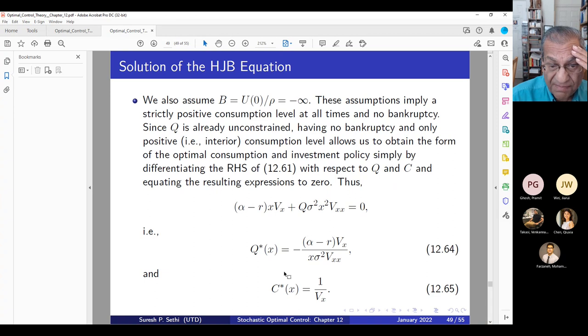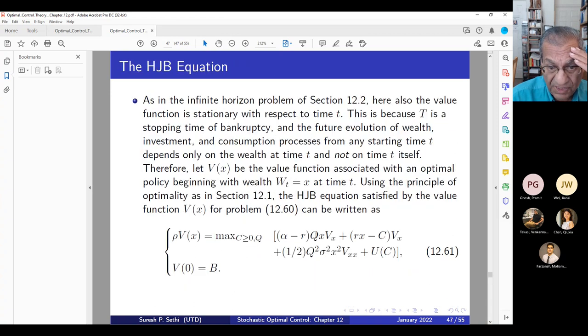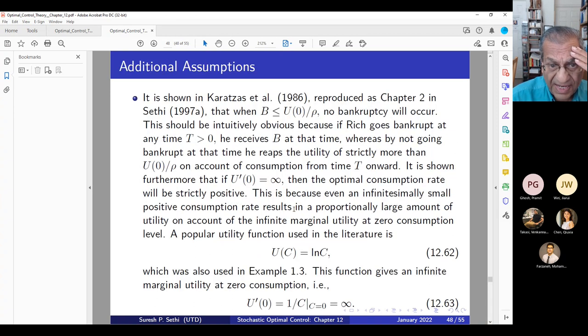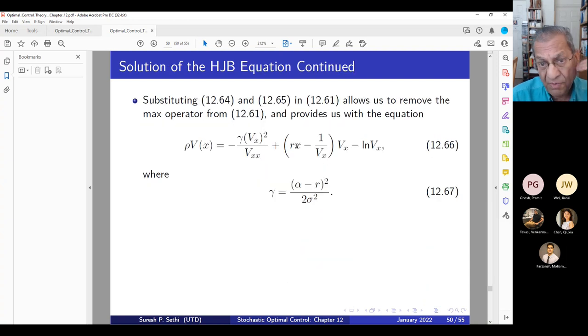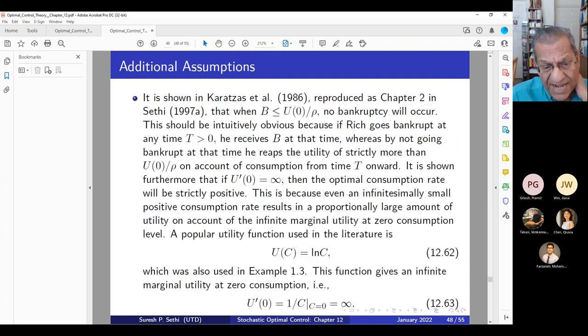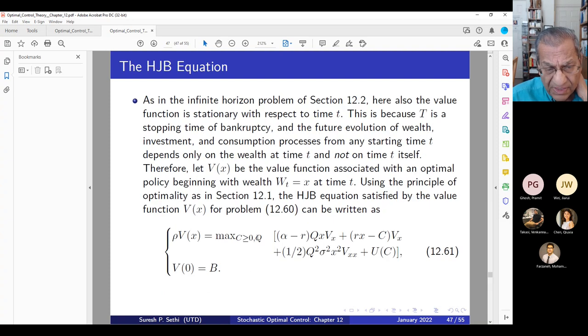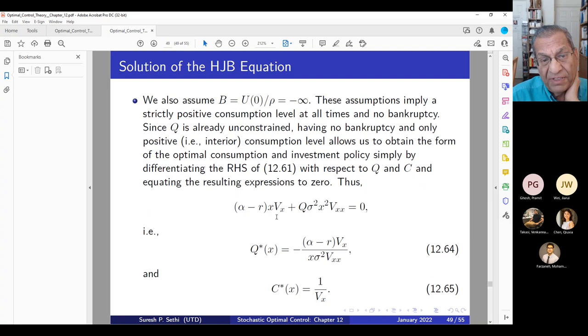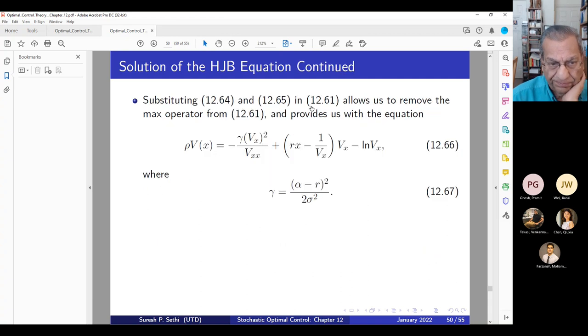Then I can substitute these guys back into this equation, and remove max, and I get what is called the Hamilton-Jacobi equation. Remember, when you have max, we call it a Hamilton-Jacobi-Bellman equation. When we remove the max, we call it a Hamilton-Jacobi without Bellman equation. That equation is very difficult. It's got V sub X squared in the top, V sub X in the bottom, and there's a log of V sub X. So it is quite complicated.